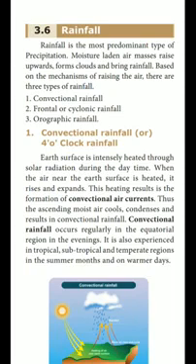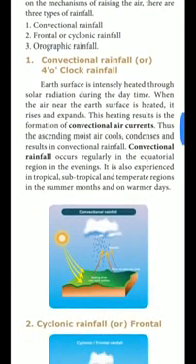Convectional rainfall occurs regularly in the equatorial region in the evenings. It is also experienced in tropical, subtropical and temperate regions in the summer months or warmer days. So, this convectional rainfall is also called 4 o'clock rainfall. It occurs regularly in the equatorial region in the evenings, and also in the tropical, subtropical and temperate regions it will be rainy.